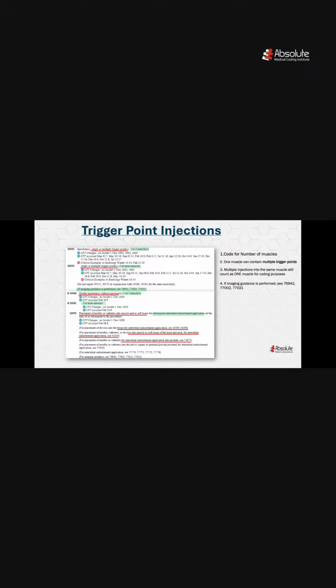So next we have the code 20560, where the provider, typically this is used by the physical therapist or physiotherapist, who inserts a needle without medication into the trigger point. All right. So we have those codes, 20560 and 20561, depending upon the number of the muscles. And also we have 20555, which is used for placement of the needle or catheters into the muscles and soft tissue for subsequent interstitial radio element application.